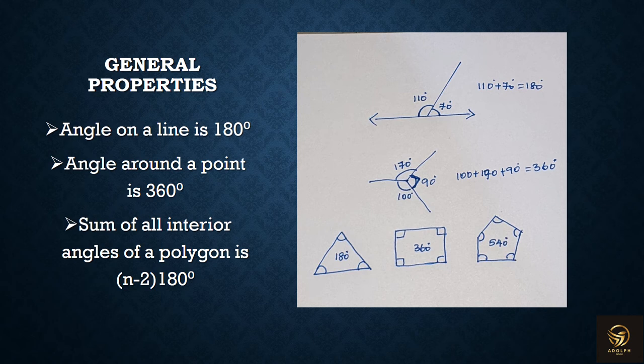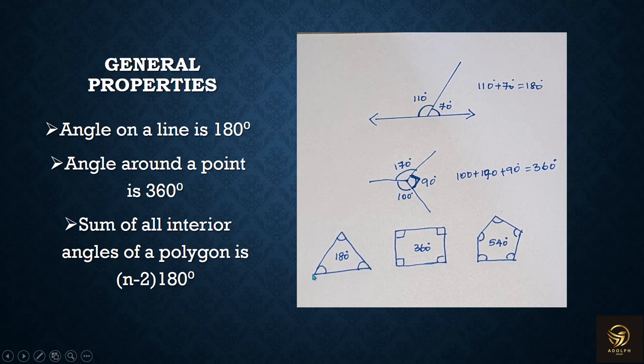And the third very important property that we will be using regularly: the sum of all interior angles of a polygon is n minus 2 into 180 degrees. Basically, we learned in our lower grades that the sum of all angles of a triangle is 180, and the sum of all angles of a quadrilateral is 360. Maybe if they are going to ask us what a pentagon, hexagon, octagon or dodecagon is, we might not be aware of it and we might forget it. But some of you know this formula, n minus 2 into 180 degrees. This n refers to the number of sides.